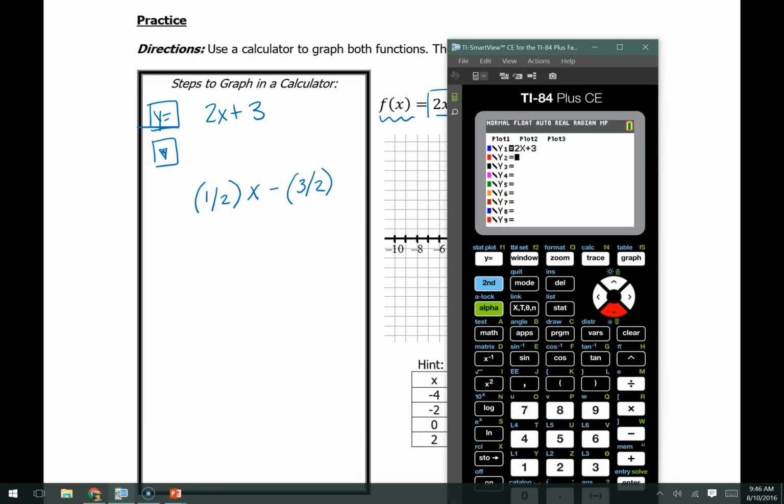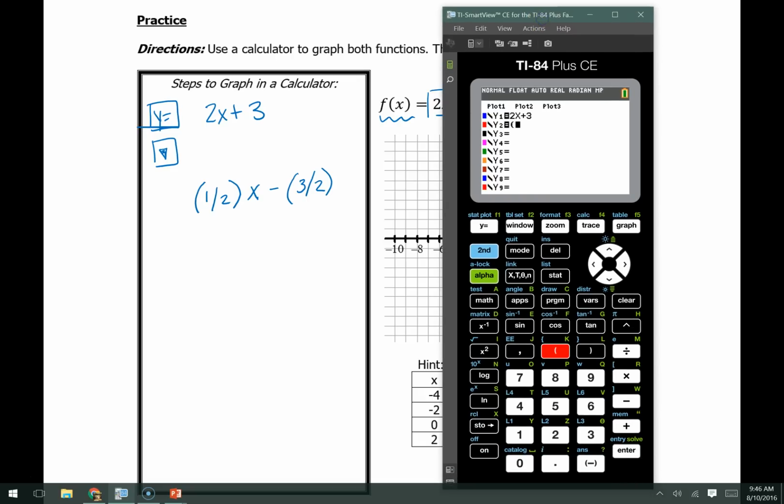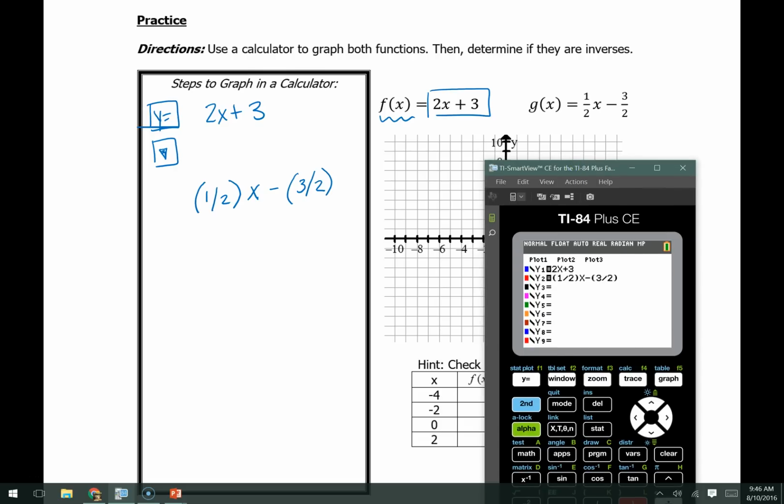So in that y2, I've got my first parenthesis, 1 divided by 2, in parenthesis x, minus, and then in parentheses I have that 3 divided by 2 for that second fraction. Now after I have those in, I'm going to hit the graph button, and that's going to take me to a picture of what those 2 lines look like.